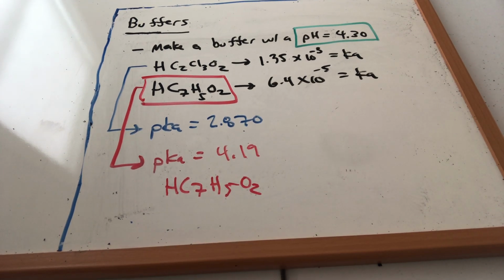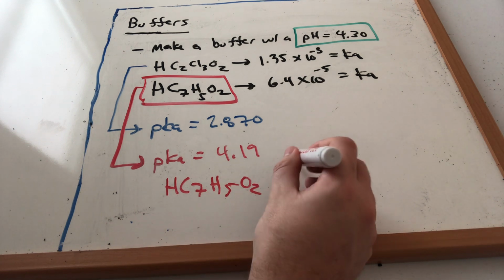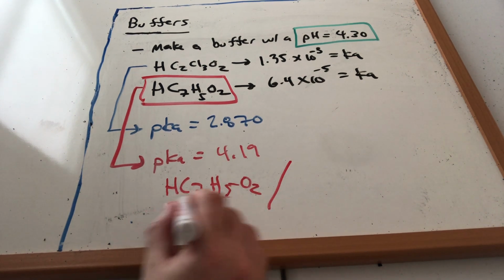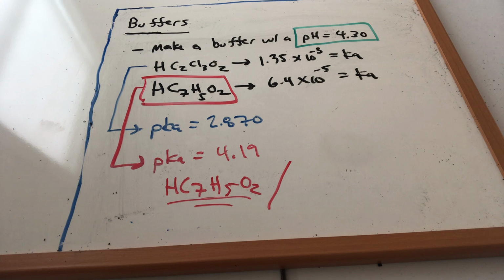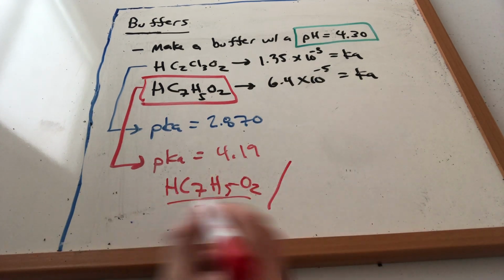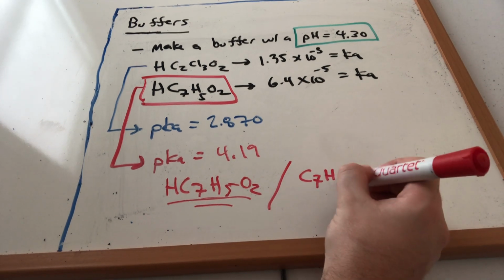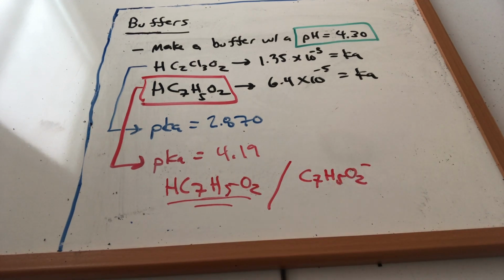What do I need to make a buffer though? What I need to make a buffer is its conjugate base in solution with it as well. So what's the conjugate base of this species? Again, we've been doing that for a couple weeks now. You remove the H. So what I want to do is prepare a solution that has this in it and also C7H5O2 minus. That's my conjugate acid-base pair where the acid has a pKa closest to this pH.